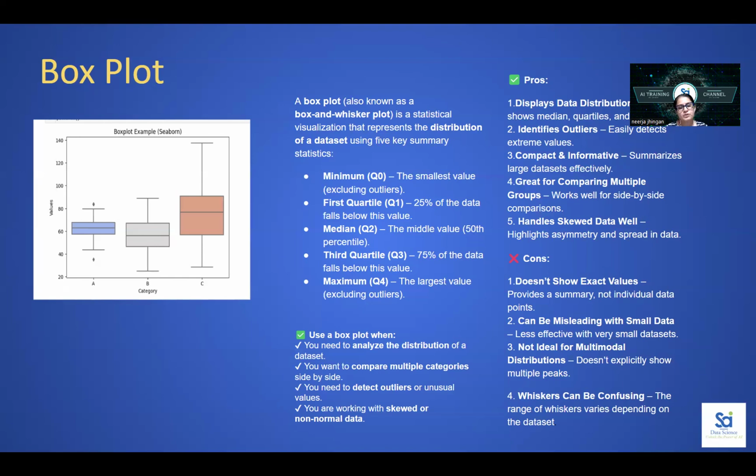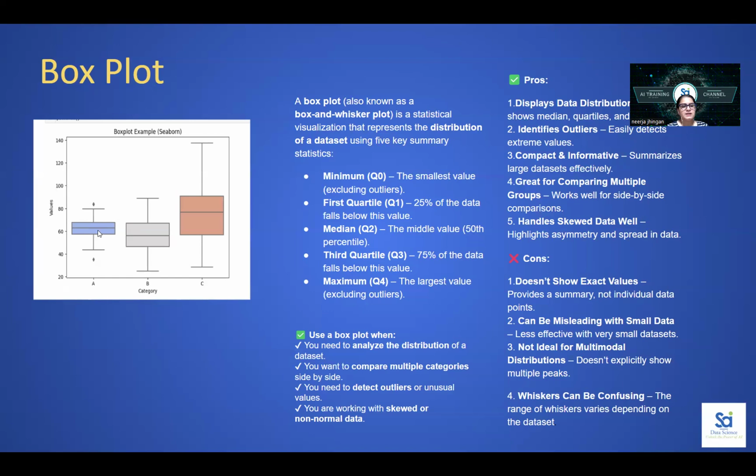If you are a good storyteller, then you can draw it, but mostly I avoid this for the stakeholders. This is very useful for you at the back end when you want to show categorical results for visualization that represents the distribution of the data set using five key summary values. Here you can see these are the different categories and it is showing the value on the y-axis. This is called the box plot.